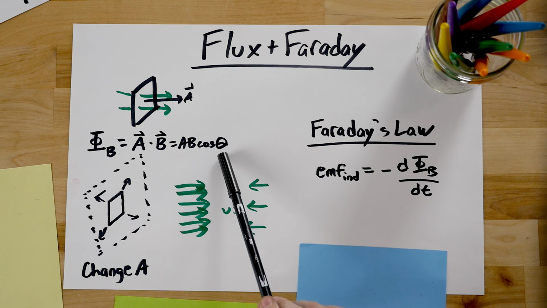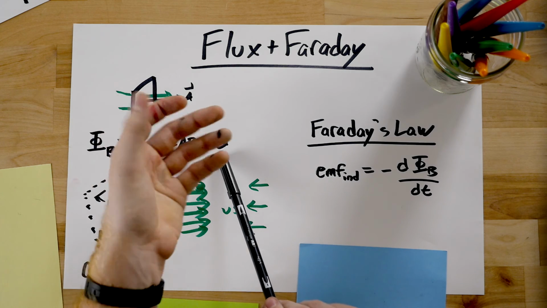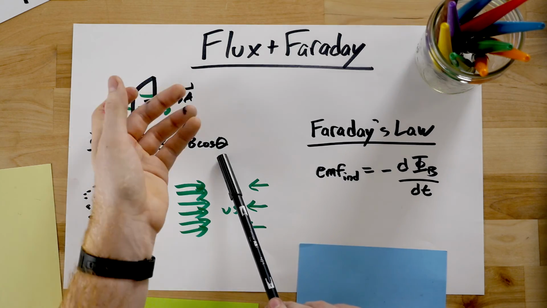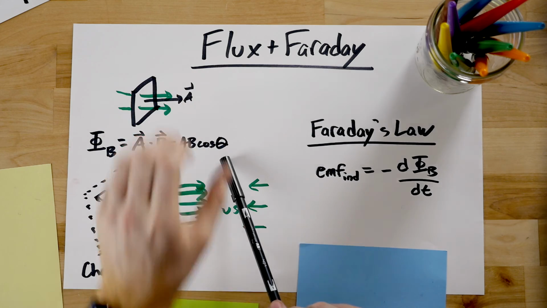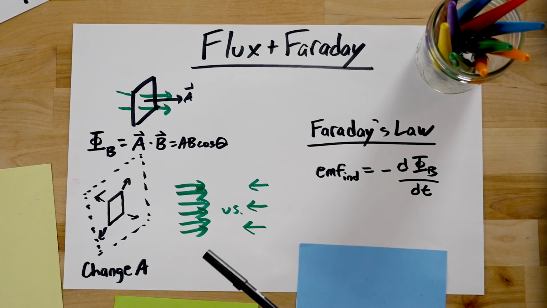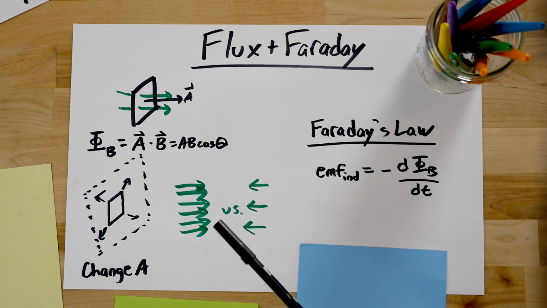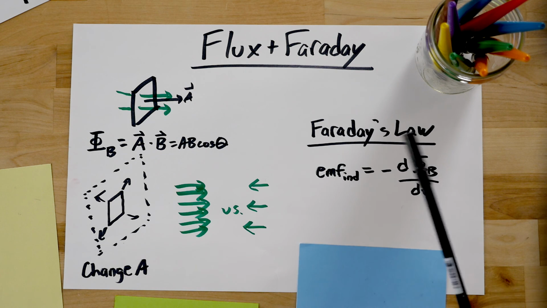The final option is to just spin our loop of wire. So if we just continually turn it, we end up inducing different currents in different directions. As it turns out, that's how most generators work today, where you rotate a magnet around a loop of wire and you can actually see that current is produced in an alternating fashion.